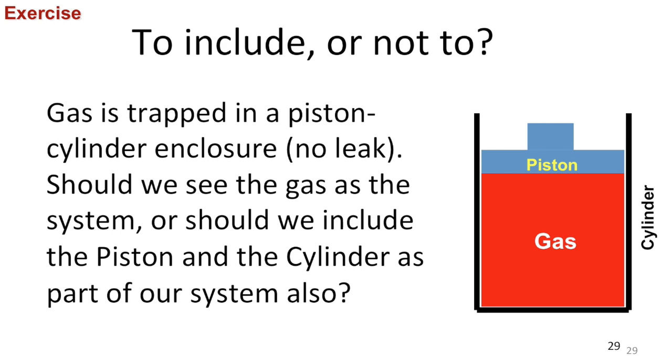Now, here we have an example. I'd like to invite you to take a look and take some consideration and practice. Here we have a gas trapped in the piston cylinder enclosure. There's no leakage, and the question is, should we see the gas inside this enclosure, the red thing, as the system, or should we consider the piston and the cylinder as part of our system as well?